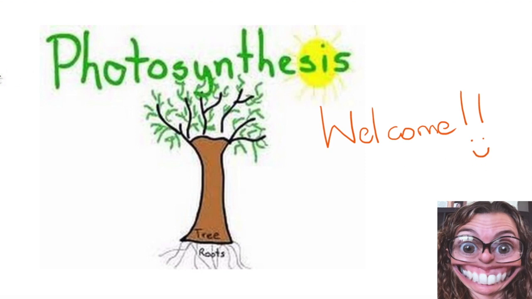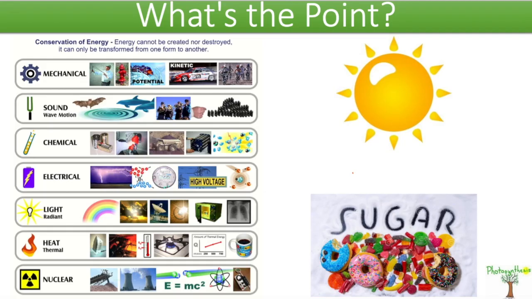Okay, so the first question we ask ourselves in photosynthesis is, what's the point? Why do we do it? Well, the whole point of photosynthesis is that we want to take energy and turn it into a usable form that we can use in our bodies, because our bodies need energy to power all the chemical reactions that take part.